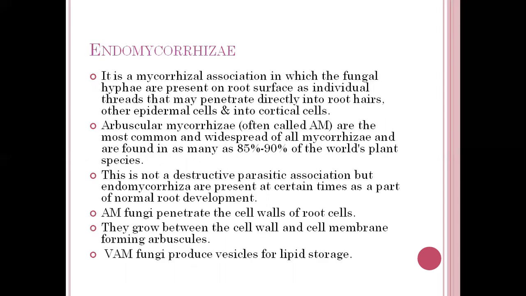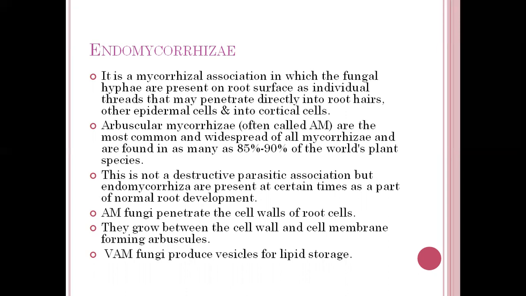So, let us first have a look at the endomycorrhizae. In this type of association, the fungal hyphae are present on the root surface as individual threads, and these hyphae will penetrate directly into the root hairs. Through there, they get the entry to the epidermal cells and also into the cortical cells. So basically, in the endomycorrhiza, there is an insertion of the fungal hyphae inside the root cells. They are also known as AM, that is arbuscular mycorrhizae.